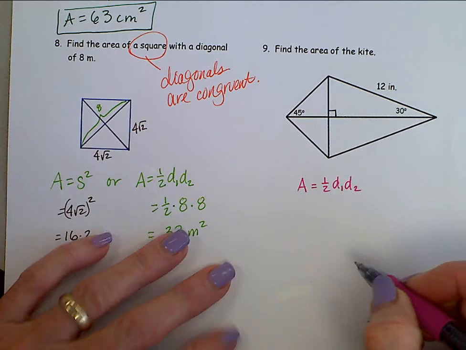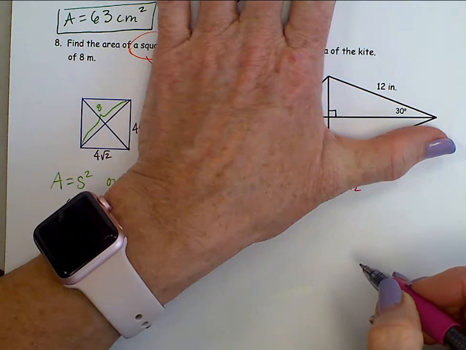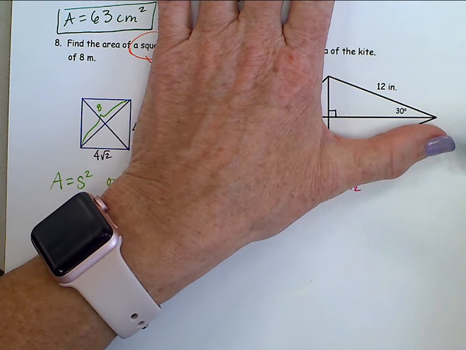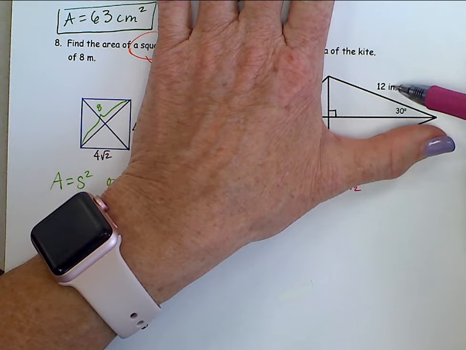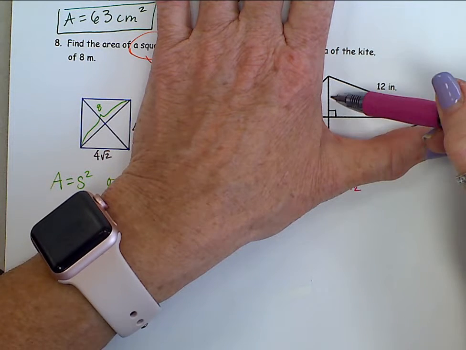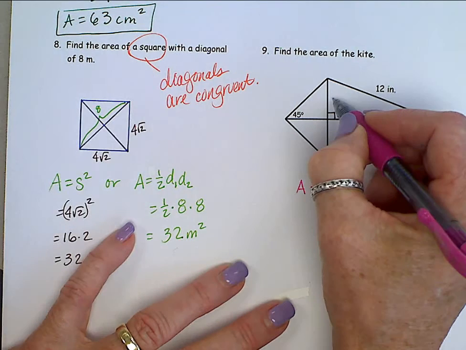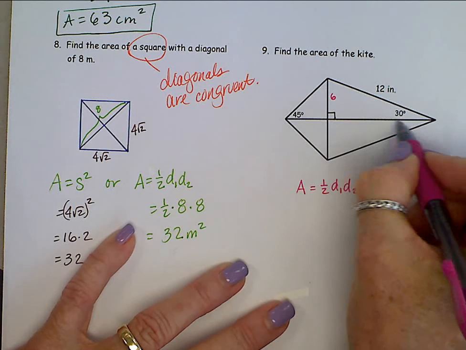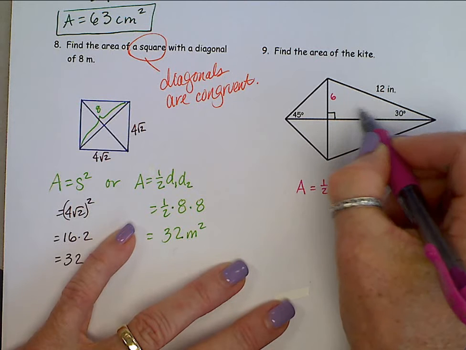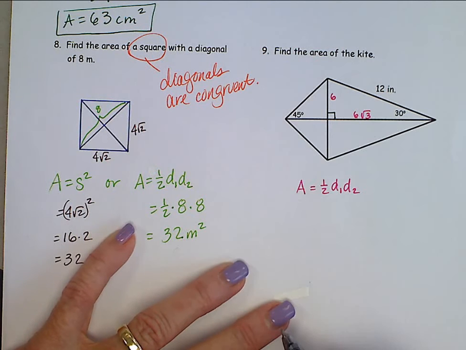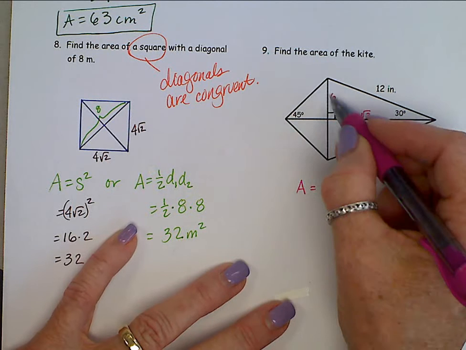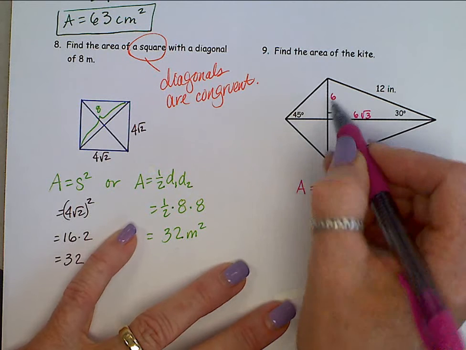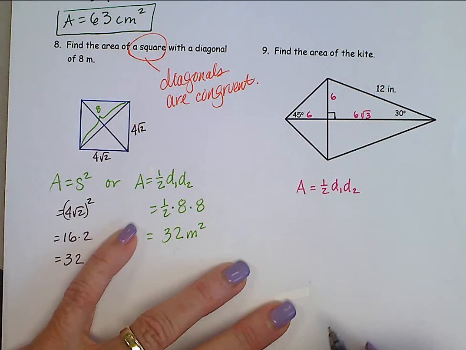What we can do is look at this right triangle right here. That is a 30, 60, 90 right triangle with this 12 being on the hypotenuse. This short leg right here then has to be that 12 divided by 2, or 6. And this long leg here, 6 times square root 3. Okay, we also know that this is a 45, 45, 90 triangle over here. So if that leg is 6, then this leg is 6.